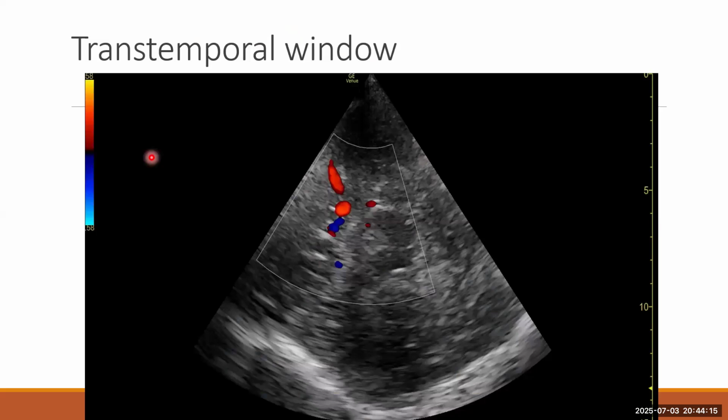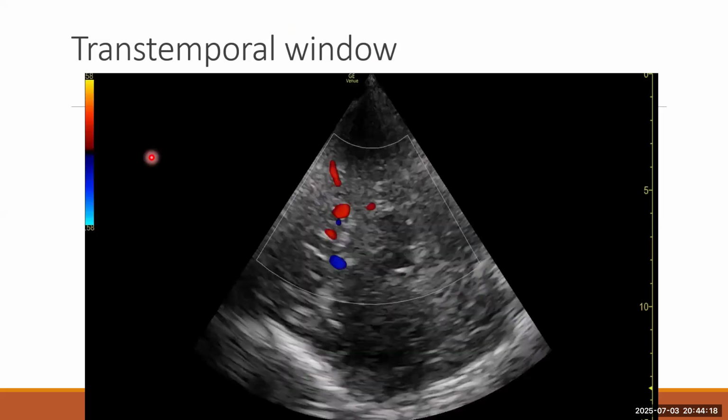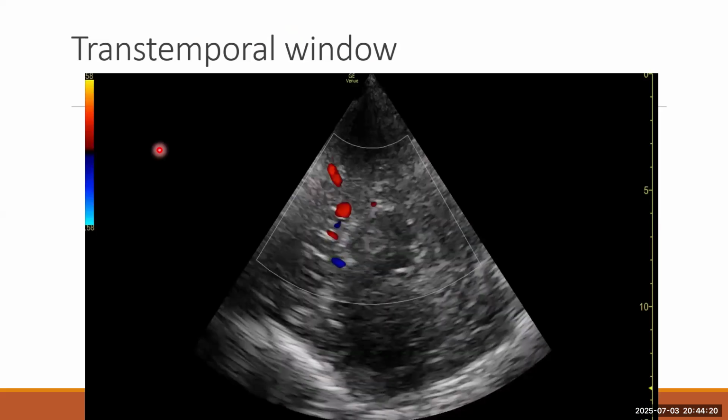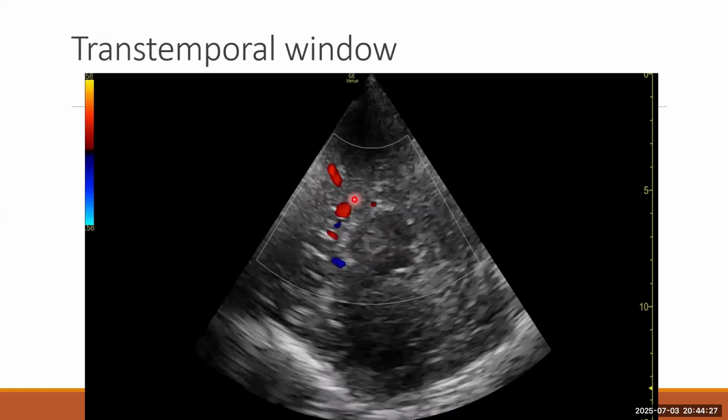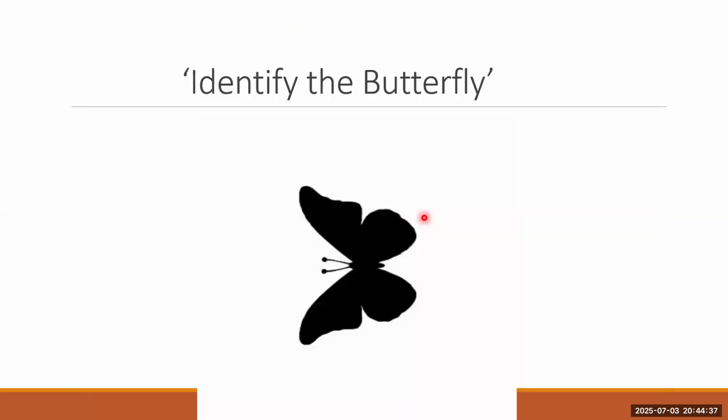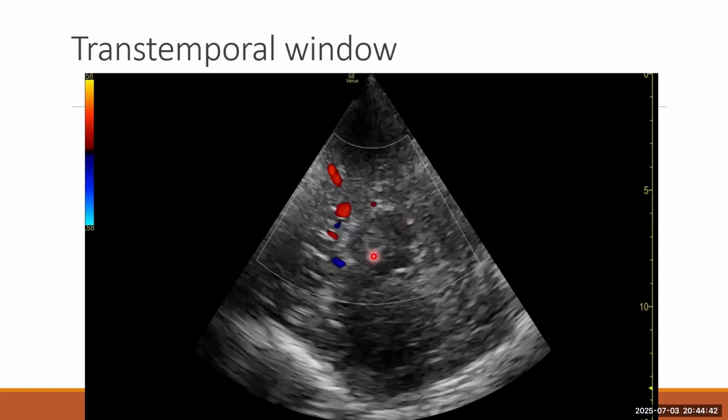This is again the transtemporal window, describing all the vessels. So this is the MCA. This is possibly the ICA. This is giving out the ipsilateral ACA. This is the contralateral ACA, and this is the contralateral MCA. What we need to identify is the butterfly. Here we can see this is the butterfly. So what is the butterfly? The butterfly is the midbrain. This is what we call the mesencephalic window.